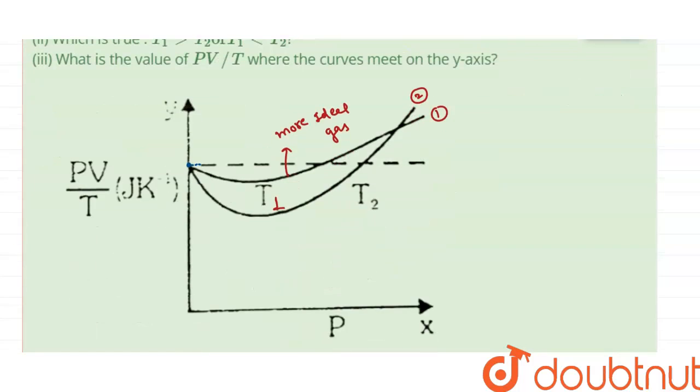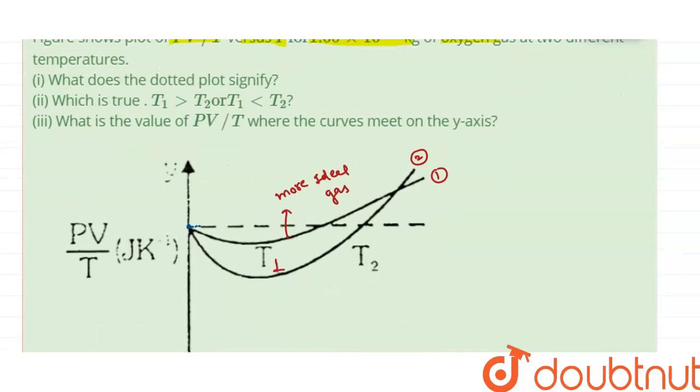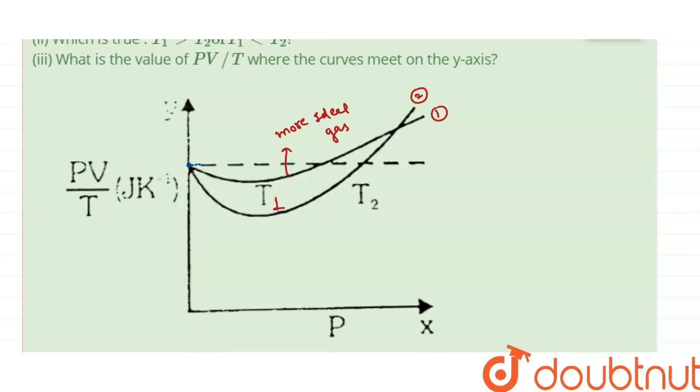In the question they are saying where the curves meet on the y-axis. As you can see, on the y-axis these two curves meet at this point, which means they are showing ideal gas behavior. That's why we are using the equation PV equals nRT, because on the y-axis they are behaving like an ideal gas, as they meet at this point and the gas is behaving like an ideal gas.